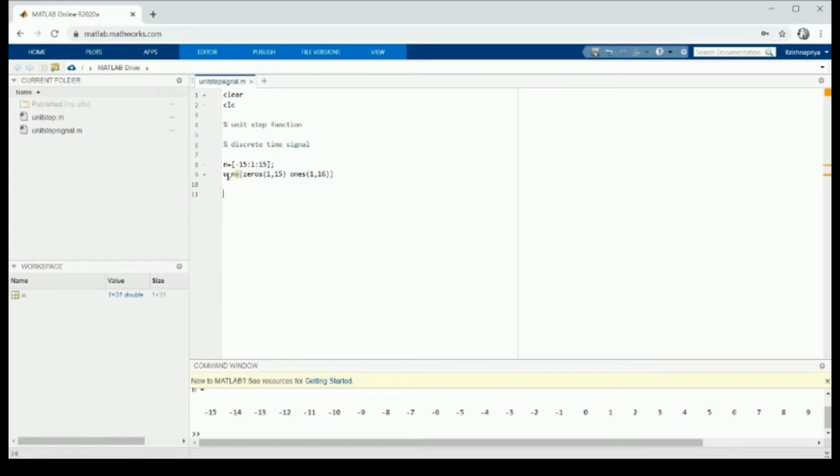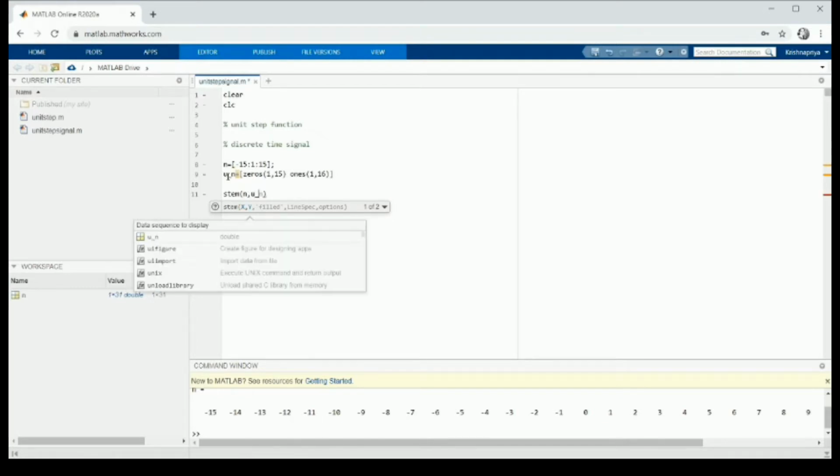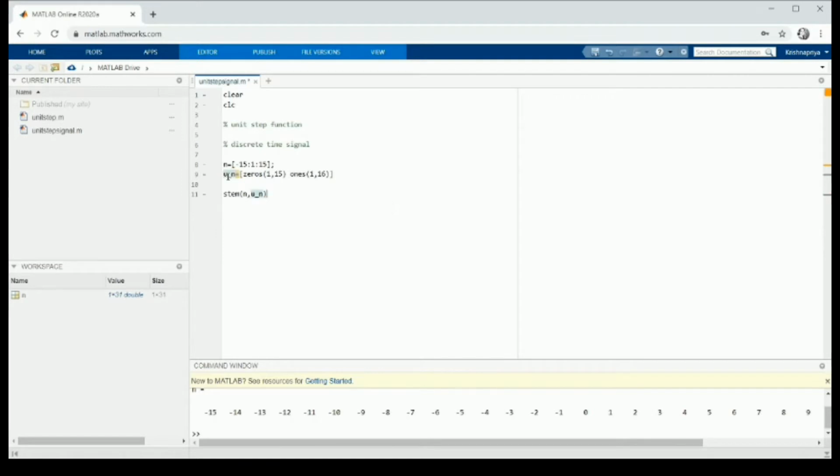So we are giving the command stem, and within the parenthesis, first we have to write which variable we need to obtain along the x-axis. So here I need my variable n along the x-axis and the output u of n along the y-axis. So I gave the output, and before that I'm giving the semicolon. So here I gave the command for obtaining the graph. Then I can obtain the graph by running the file. So I pressed F5.